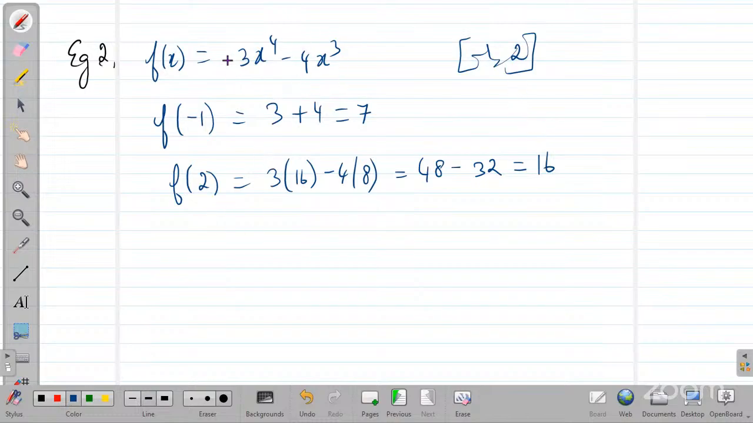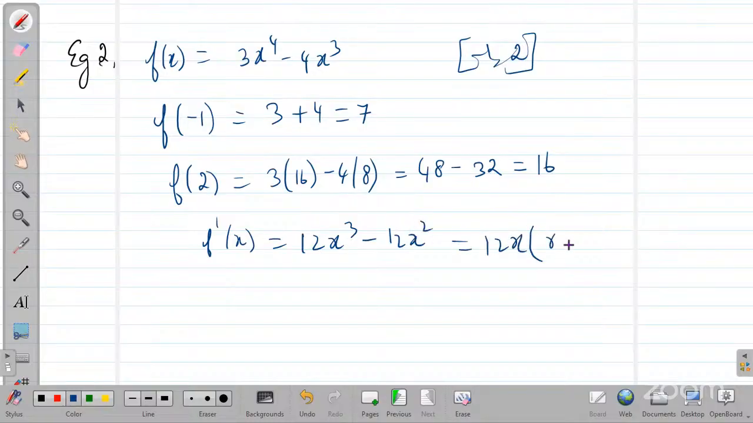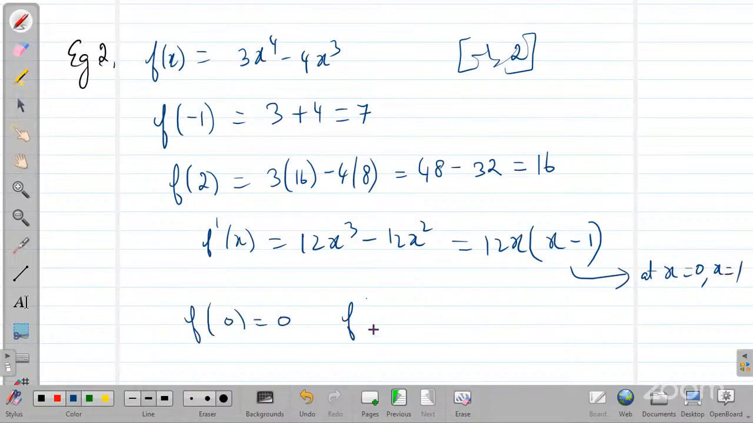Also, we'll just find out the first derivative. So f dash of x is equal to 12x cube minus 12x square. So it is equal to 12x square of x minus 1. And this becomes 0 at x is equal to 0, x is equal to 1. So f of 0, you get 0, and f of 1, you will get 3 minus 4, which is equal to -1.